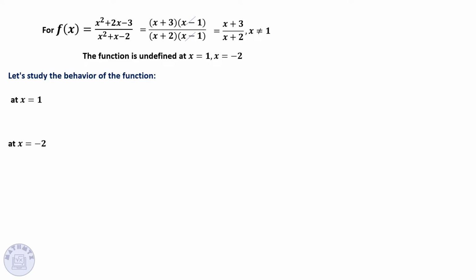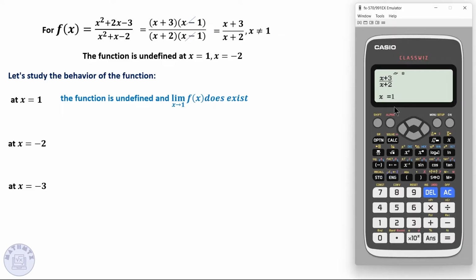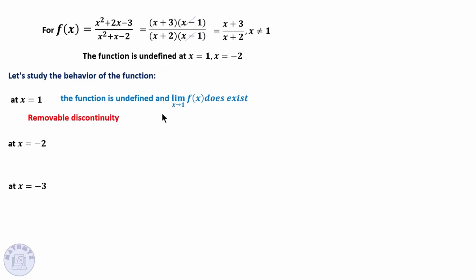Okay, so let's study the behavior of the function at these points: x equals 1, x equals negative 2, and we will add x equals negative 3. At x equals 1, the function is undefined, and the limit exists. You can substitute 1 in the simplified expression. If we substitute 1 in the simplified function, this will be 4 over 3. So the limit exists, but the function is undefined. This means we have a removable discontinuity, a hole in the graph.